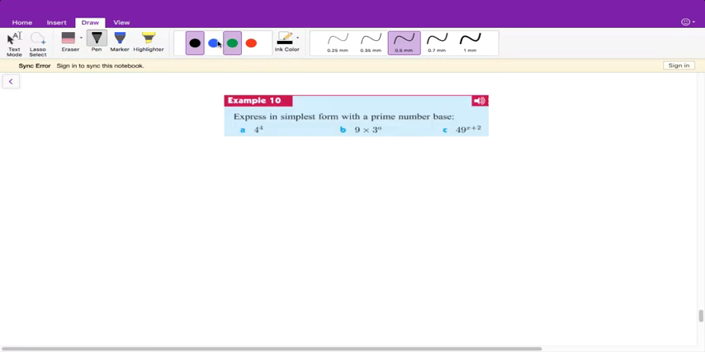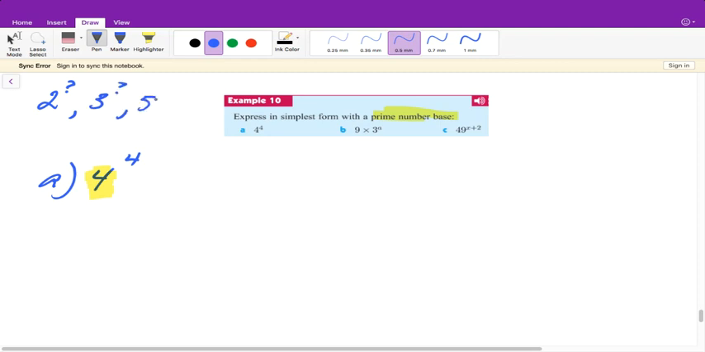All right, the last couple examples, it's this and then 3 more, you will be asked to write in simplest prime number base. So if I give you 4 to the power of 4, we ask: is our base a prime number? No. Since it's not, we need to figure out if we can rewrite it as a prime number raised to a power. Can we rewrite it as 2 raised to a power? 3? 5? 7?